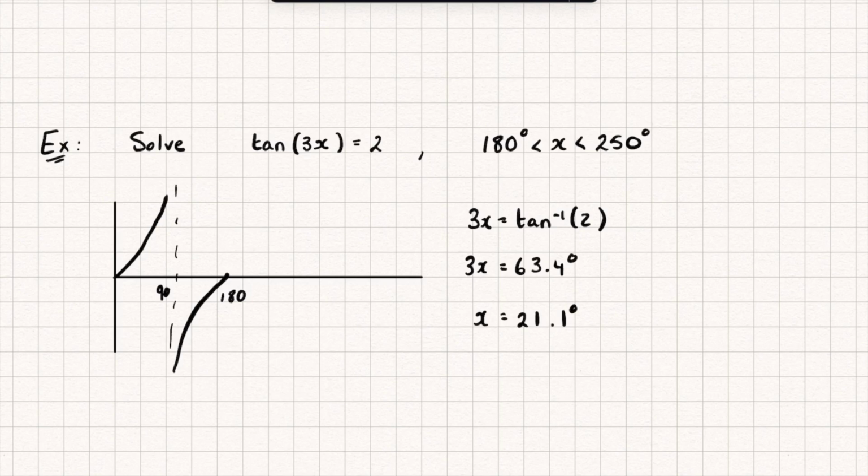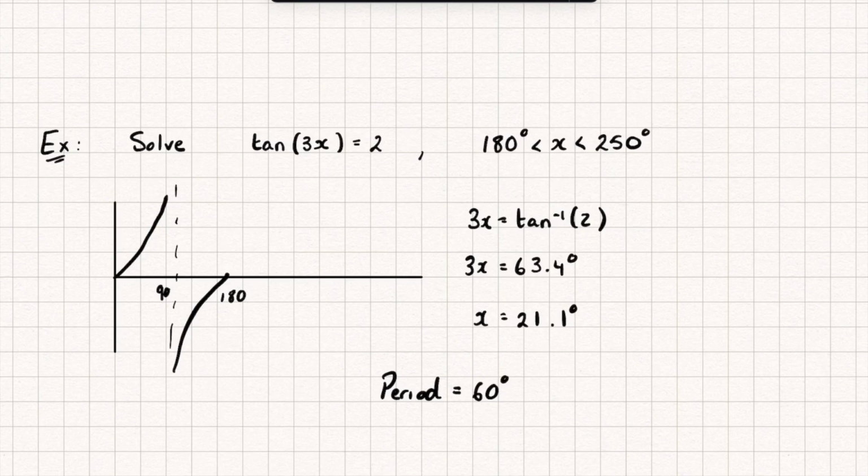Now, the original period of the graph of tan of x was 180, but what we've done, remember, is we've stretched its scale factor a third, so it's 3 times as compressed, and so the new period is 60 degrees. So now I'm going to take this solution that I've got here, this initial solution, and I'm going to keep adding on 60 to it until I find my solutions that lie within this interval.